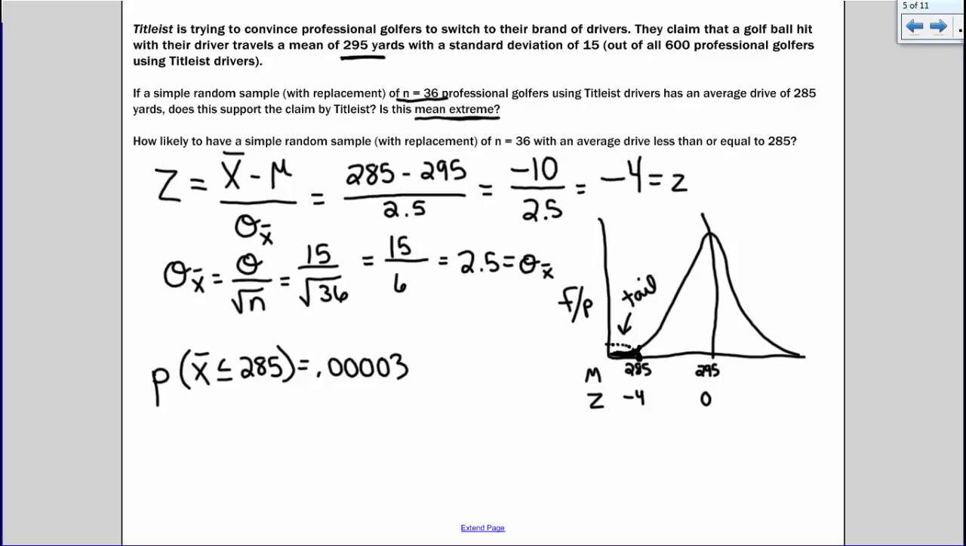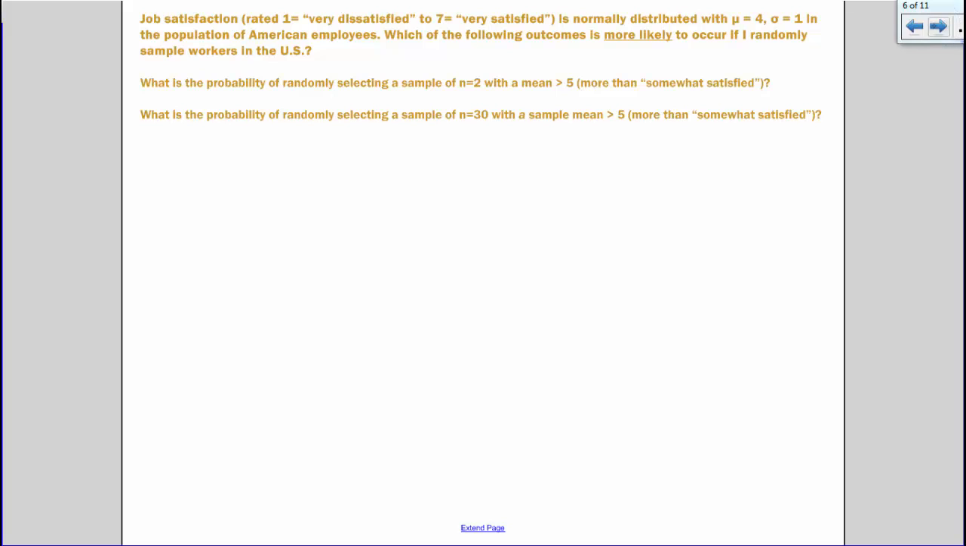All right, so this next one, I want you to pause this video and try it on your own. So pause it and give it a shot. Figure out the probability of randomly selecting a sample of 2 with a mean greater than 5, and the probability of randomly selecting a sample with 30 people in it with a mean greater than 5.